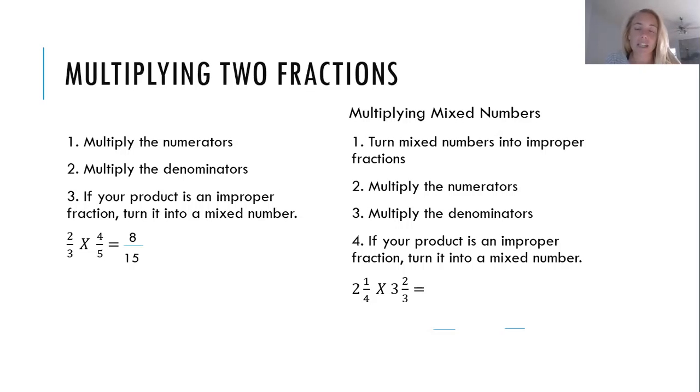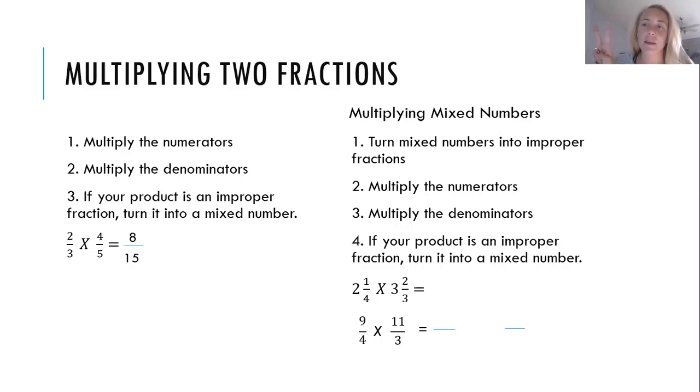My second mixed number is 3 2/3. So I take my whole number and multiply it times my denominator. So 3 times 3 is going to equal 9. Now I add in my numerator. 9 plus 2 equals 11, and your denominator stays the same, 11/3. So I have 9/4 times 11/3.